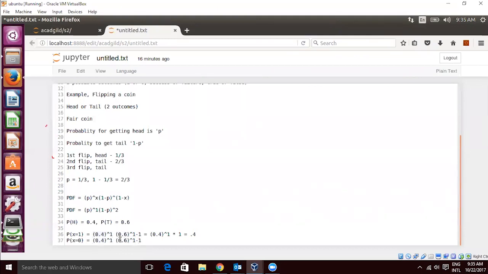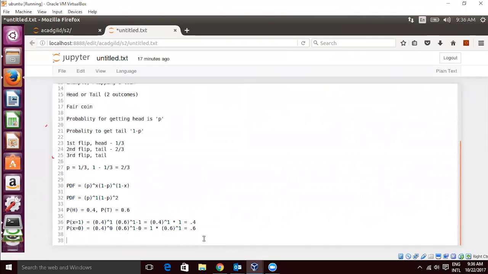Okay, so x value is 0 here, x value is 0 here. Anything to the power of 0 is 1. So 1 into 0.6 to the power of 1, which is again 0.6. So when the probability is unknown, then we have to use the mean, median, and standard deviation value. Before going into that, let us put it like this.